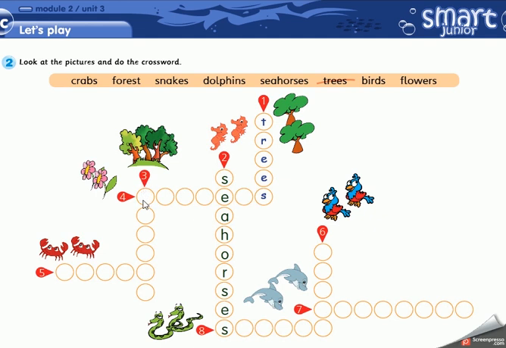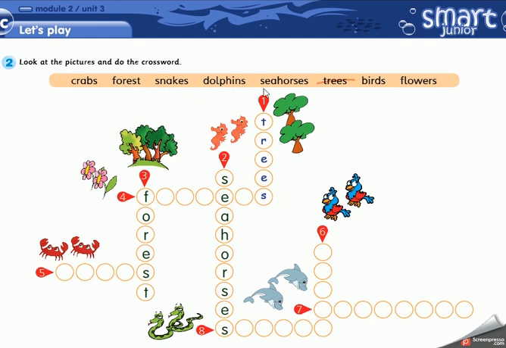Come on, spell it for me, guys. Spell it for me. It's F-O-R-E-S-T. Forest. Let's see number four. So this is the picture of flowers. Flowers. Let's search for the word flowers.